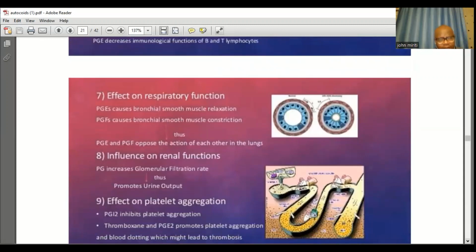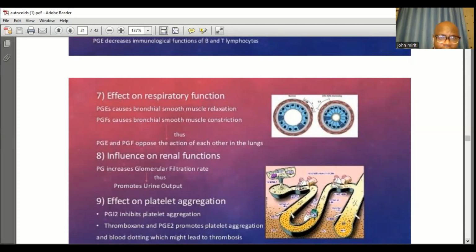So what are the effects on the respiratory system? Prostaglandin E causes bronchial smooth muscle relaxation. Prostaglandin F causes bronchial smooth muscle constriction. So you can see that prostaglandin E and prostaglandin F are contradicting each other. That means prostaglandin E and prostaglandin F oppose the action of each other in the lungs. So you have to be very careful what type of prostaglandin you are giving in this case. Are you interested in constriction, or are you interested in bronchial muscle dilatation?